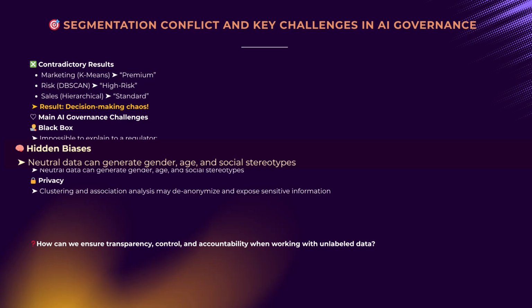Take a natural language processing algorithm that analyzes texts and creates vector representations of words. If it learns from texts where the word programmer more often occurs near male names, and nurse near female names, the algorithm will encode these gender stereotypes. When we later use these embeddings for resume clustering or job recommendations, biases will appear. The algorithm will recommend technical positions to men and caregiving positions to women, even if we never specified gender as a variable.